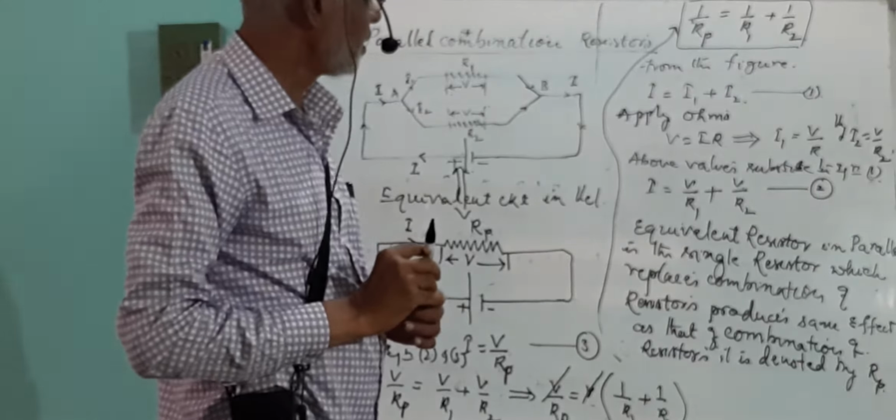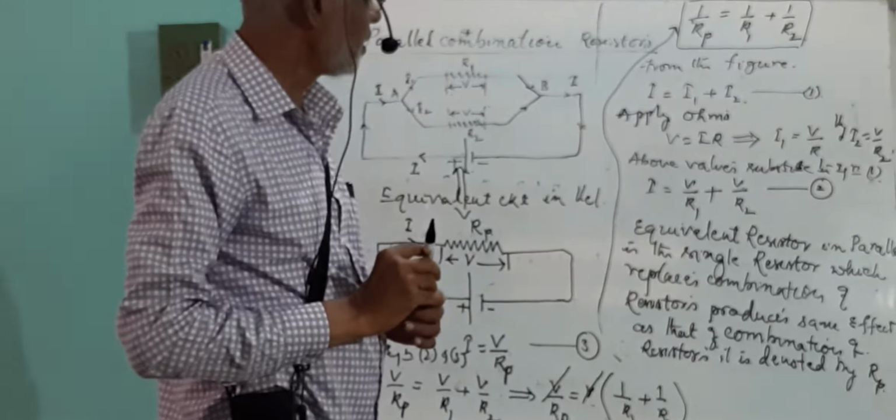You can call it equation 1. For the first branch, you have to apply Ohm's law. Similarly, you have to apply Ohm's law for the second branch. You have to write the expressions in the form of current. On substituting I1 and I2 in the above equation, we get equation 2.